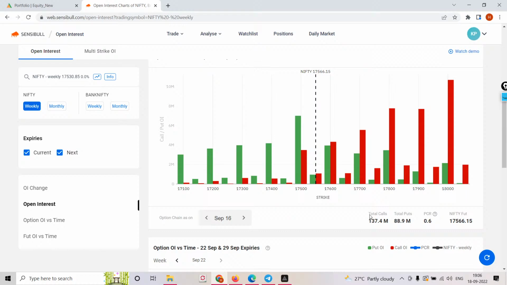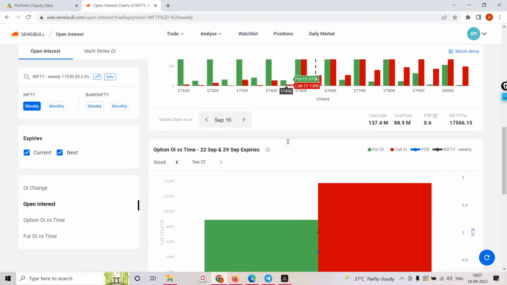If you look at this, total calls are 137.4 and puts are 88.9. So this clearly shows that for this September 22nd expiry, the market can be sideways to bearish, because there are many more calls here, 137 versus 88, which is almost 60% more than your puts. This data might be right or wrong, and tomorrow it will change, but at least for tomorrow we can consider that the market is going to be bearish, not bullish for sure. At least the probability is that the market will be bearish.